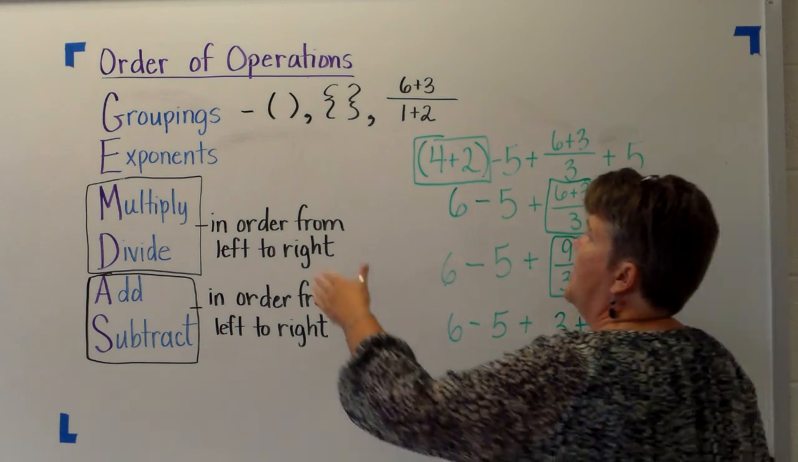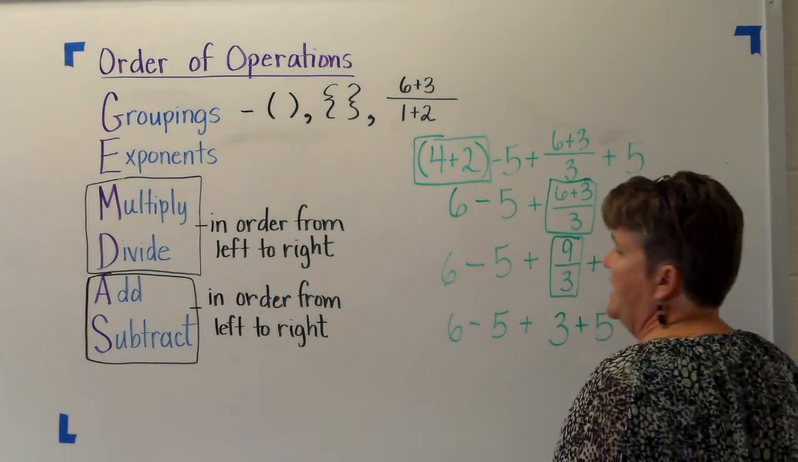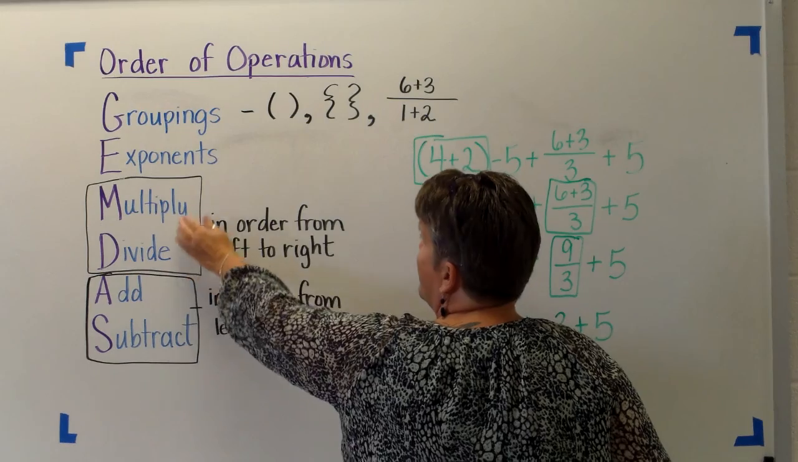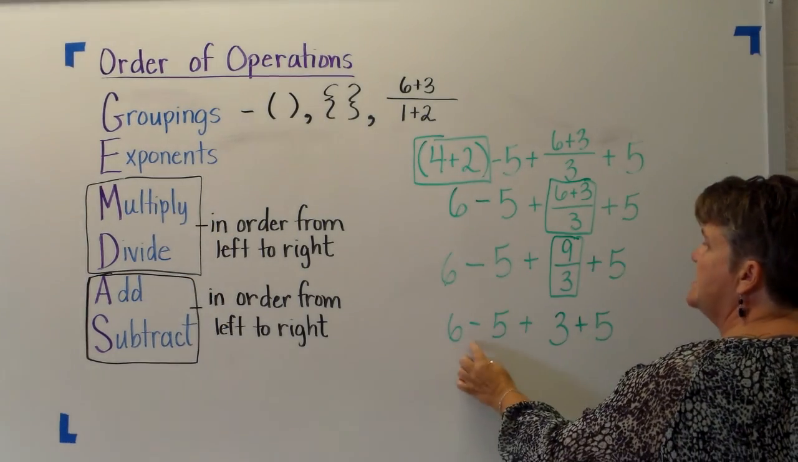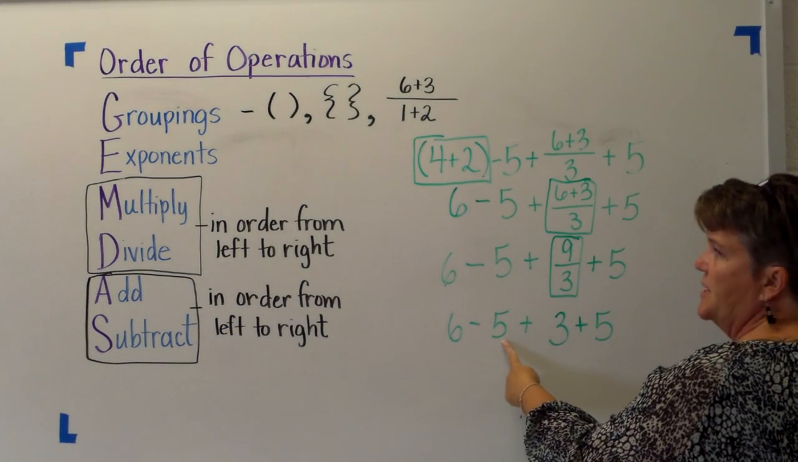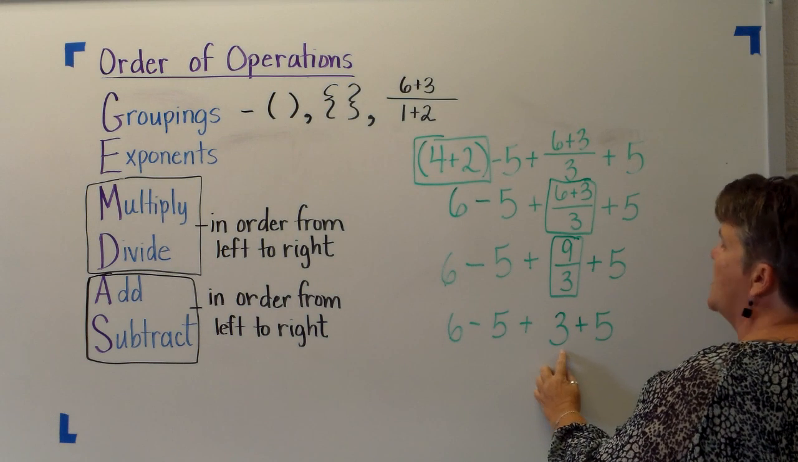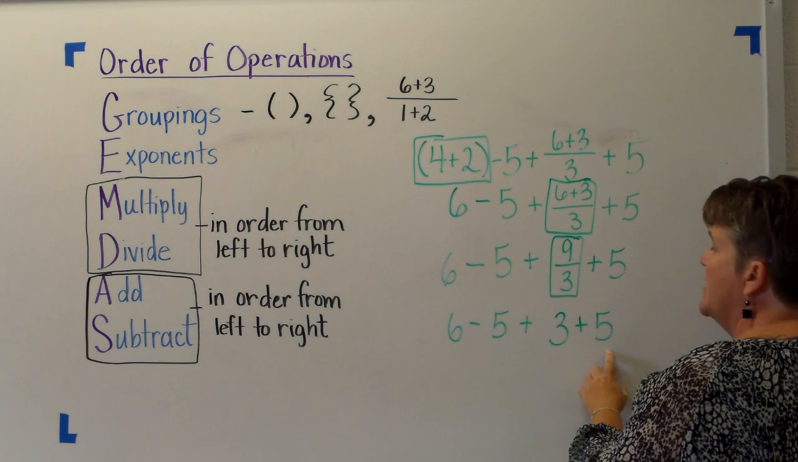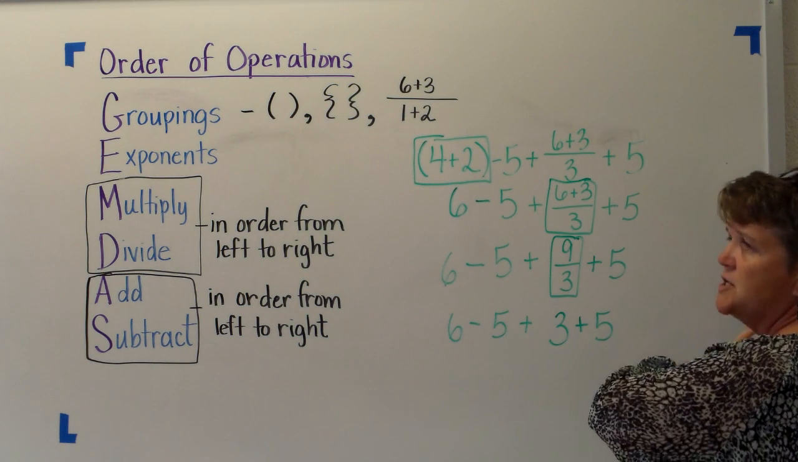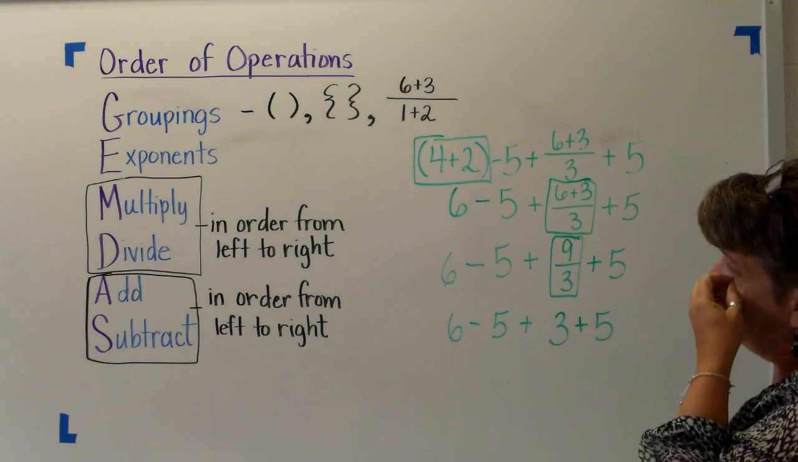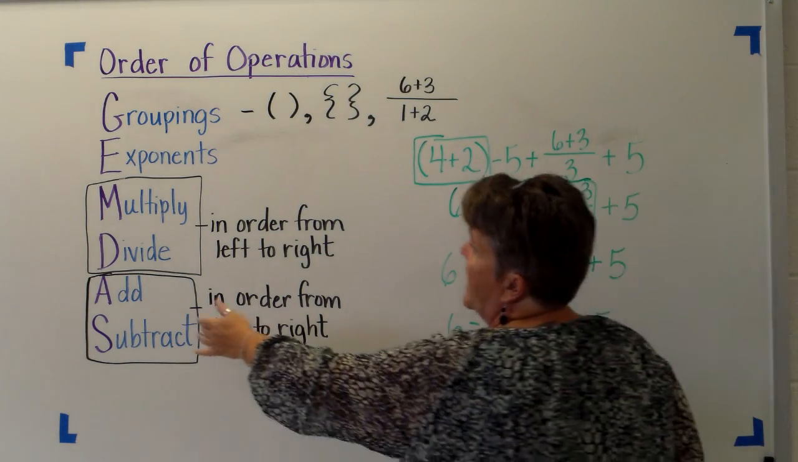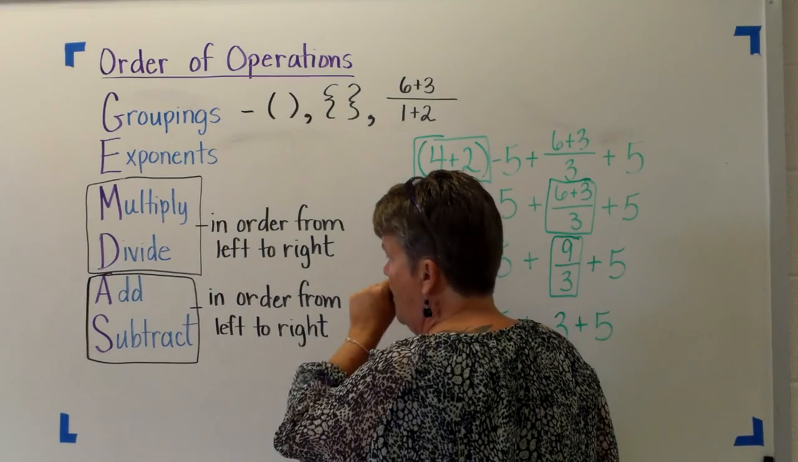Still on multiply and divide. I have to check it again. I've gotten this far. 6 minus 5, not multiplication or division. Plus 3, not multiplication or division. Plus 5, not multiplication or division. So all my multiplication and division is done. Now I can go on to my addition or subtraction.